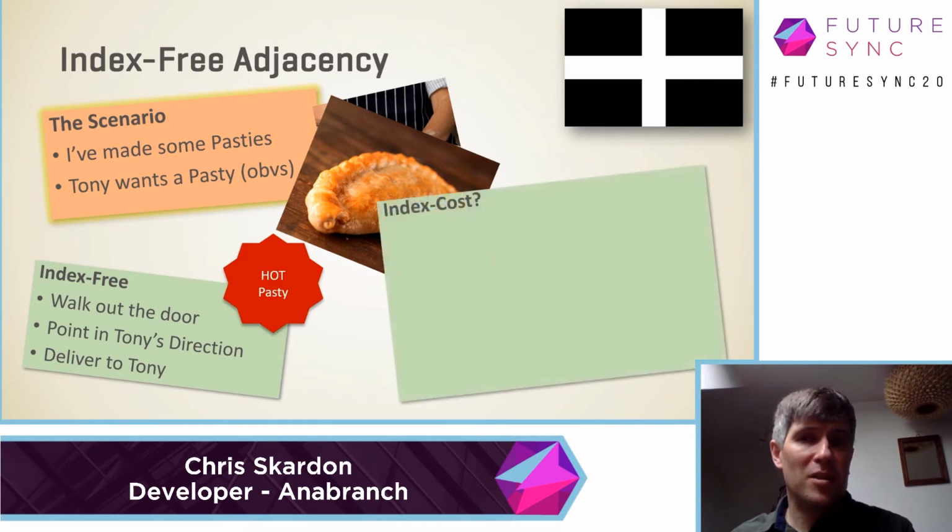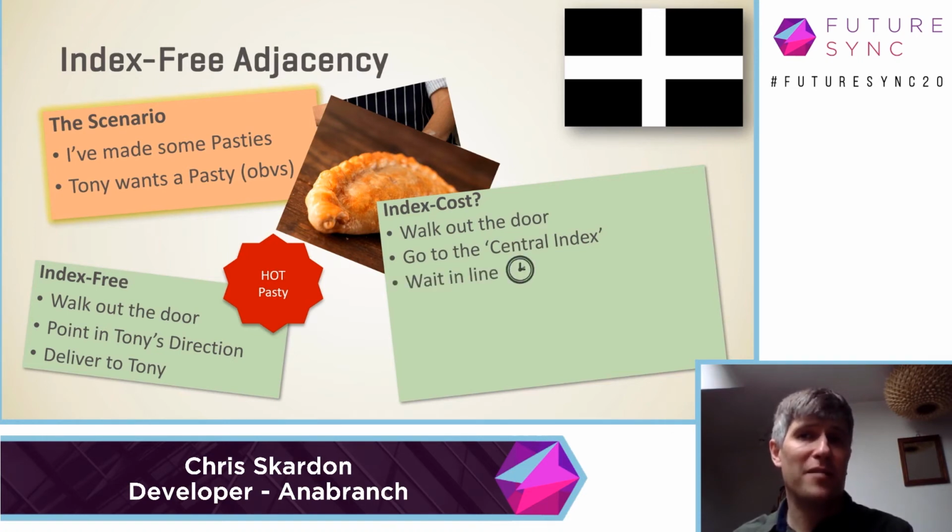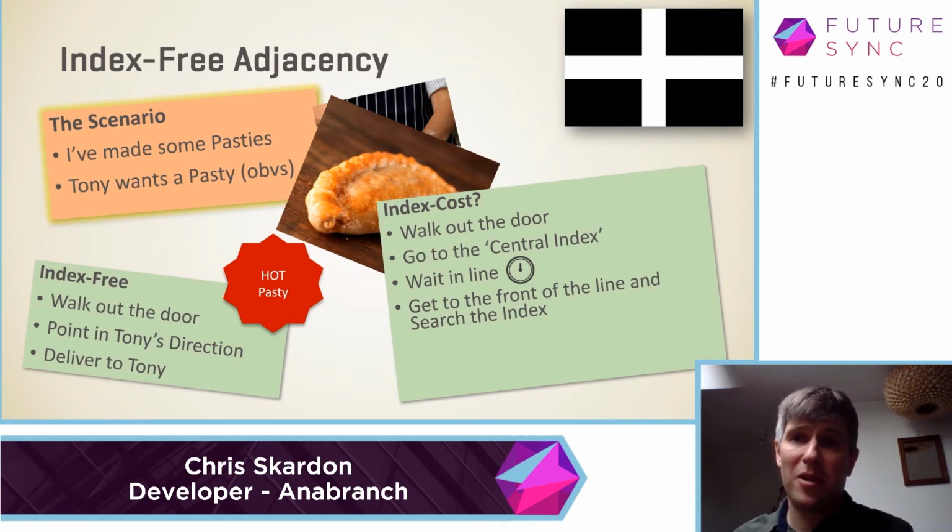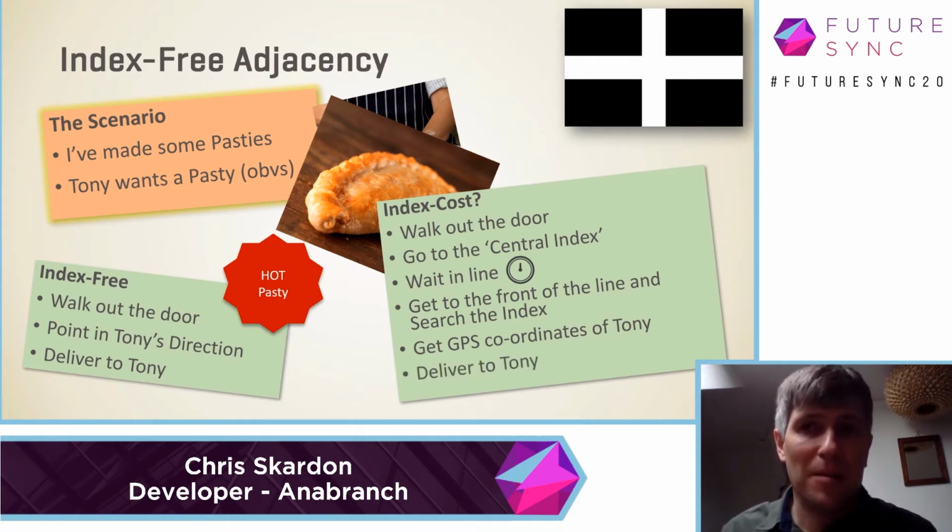In the index cost world, and I'm using cost purely as an antonym to free, I walk out my door. Okay, so far, so the same. I go to the central index, I wait in my line, and I have to wait there because there will be other things in line waiting to get access to that index. I get to the front of the line and I search my index, and at that point I'm basically saying, hey, can I have Tony's address? At which point the index goes, yep, let me look that up for you, gets it, and gives me the coordinates for Tony. I then deliver my pasty to Tony.